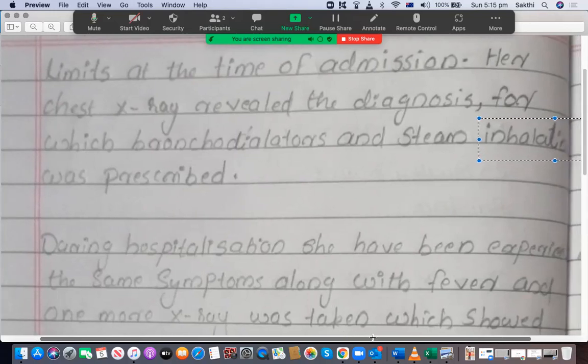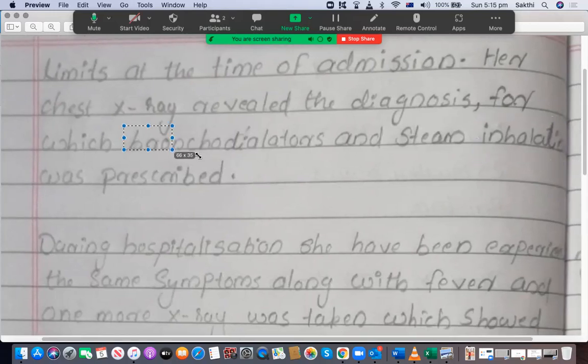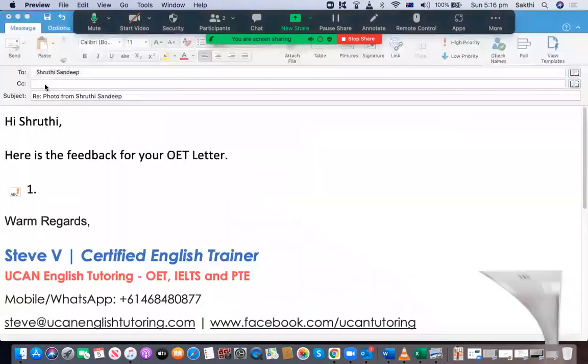So you have used two things, right? There are two kinds of treatments, so you should use where prescribed, not was prescribed. That's one mistake. And then the other is for which, which needs a comma after that. So that's another mistake. There are a couple of mistakes in this case. Right, let me go ahead with that.